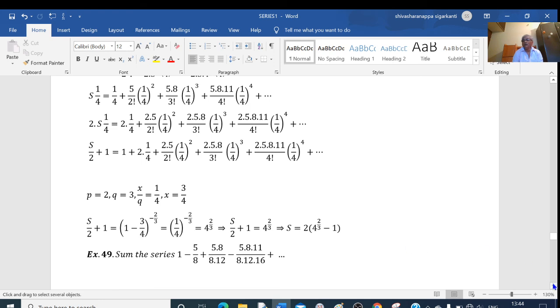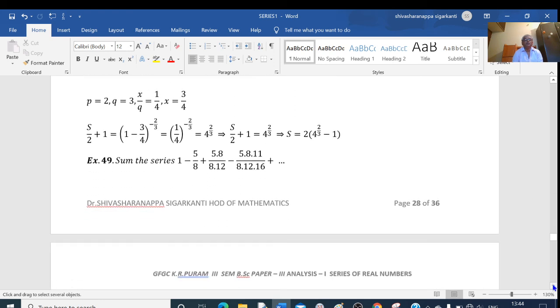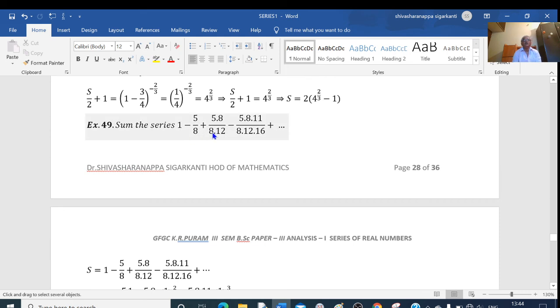Next, one more example. Sum the series 1 minus 5 by 8 plus 5 into 8 by 8 into 12 minus 5, 8, 11 by 8, 12, 16 plus minus and so on. Again, these terms are not in standard form. You have to convert them into standard forms. See the denominator first. Numerator, okay, these are the terms which are in arithmetic progression with p equal to 5 and q equal to 3 here. Denominator 8, 12, 16 is there.